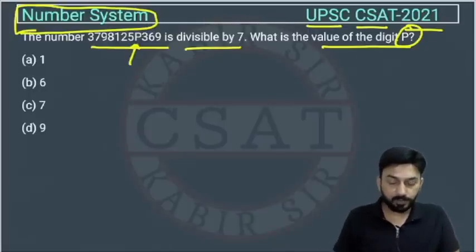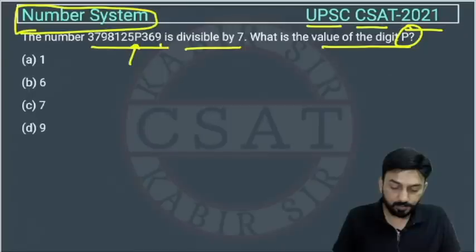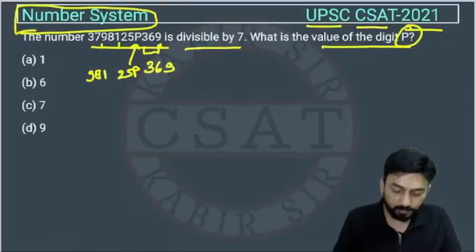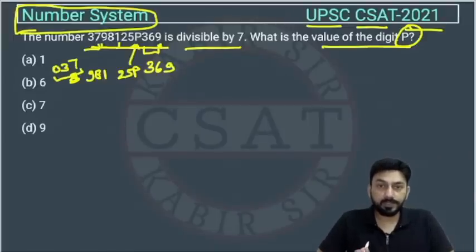For divisibility of 7, if you remember, we will make pairs of 3 digits, and we will start from the last. So we will make pairs of 3 numbers. 369 will be one pair, the second pair will be 25P, then 981, and then 773, where we assume 0 here because we have to make pairs of 3 digits. So the pairs are made. Now we alternately add and subtract them.